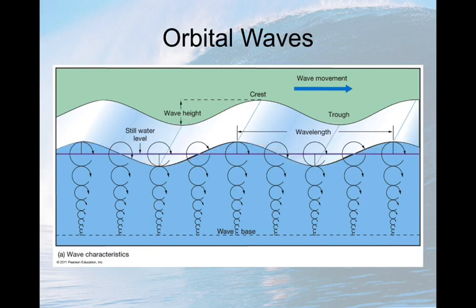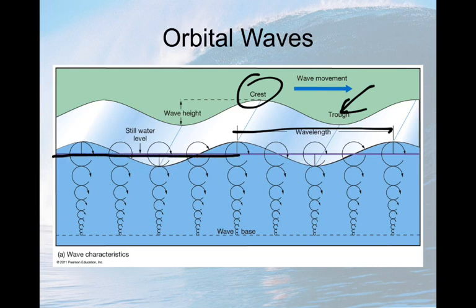So what I want you to do is notice all the structures we just talked about here. We have the crest, the trough is right here. We have the wavelength being defined as any point on a wave and the exact same point on the next wave. And then the still water level is the height of the water if there were no waves going by. So keep that in mind.